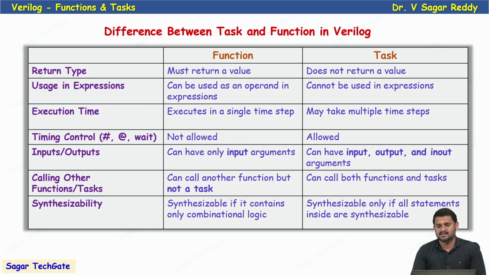In Verilog, all tasks and functions are static by default. Clear? We'll discuss automatic functions and tasks in the SystemVerilog playlist. So what is the meaning? There is only one shared copy of their internal variables. We allocate the same memory, so every time we call, we update the value at the same location only.